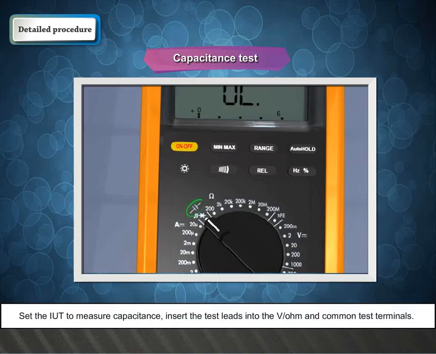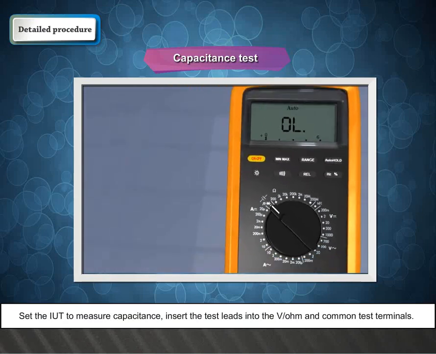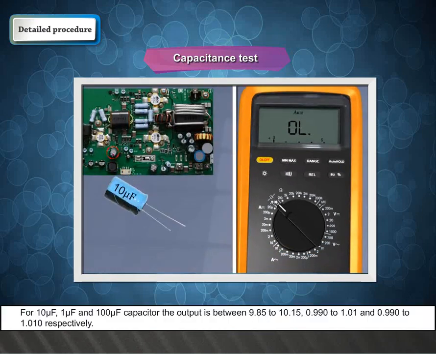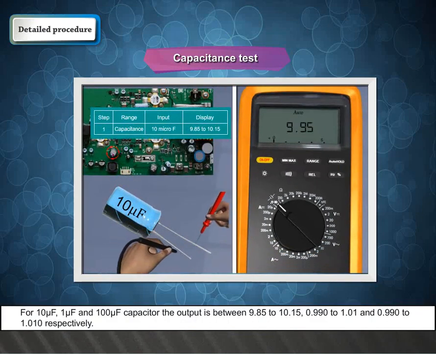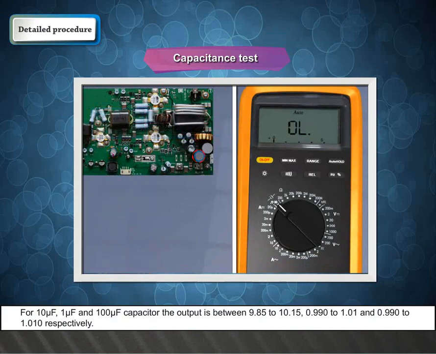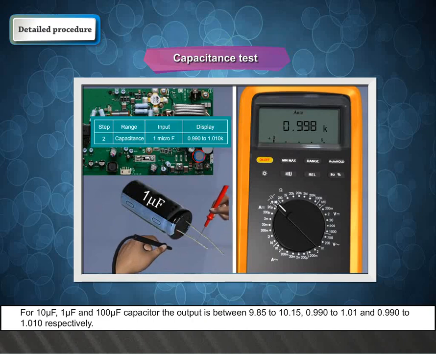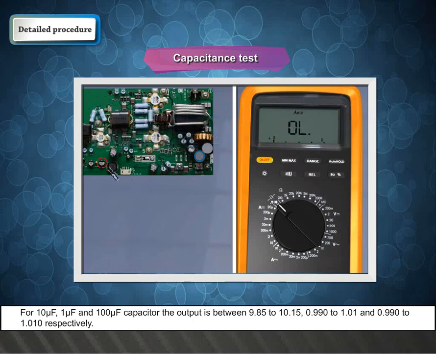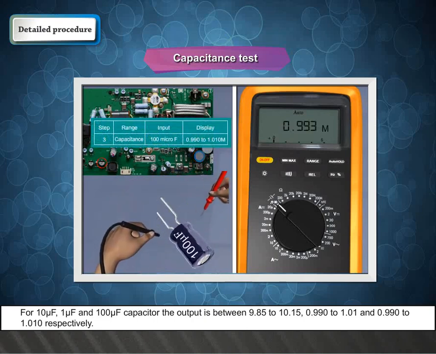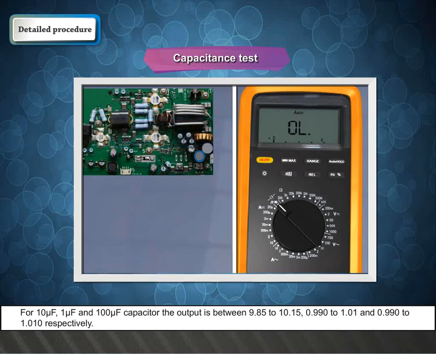Capacitance test. Set the IUT to measure capacitance. Insert the test leads into the volt per ohm and common test terminals. For 10 microfarad, 1 microfarad and 100 microfarad capacitors, the output is between 9.85 to 10.15, 0.990 to 1.010, and 0.990 to 1.010 respectively.